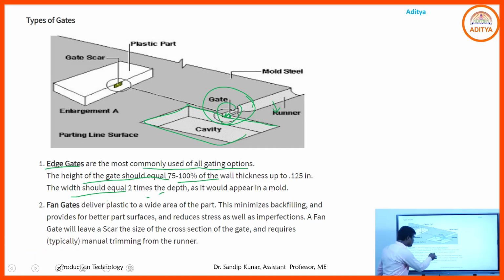It will be 2 times the depth. It appears in the mold. The depth of that particular gate will be equal to 2 times the depth. Another is the fan gate. That is also one of the types of gate.